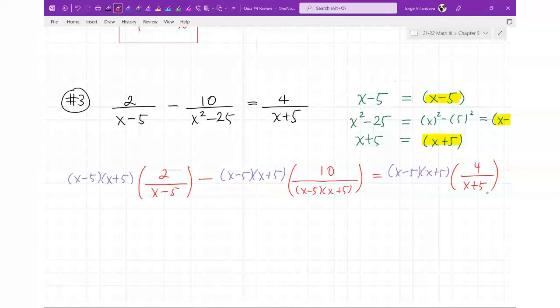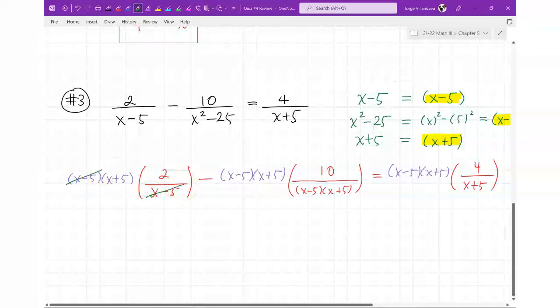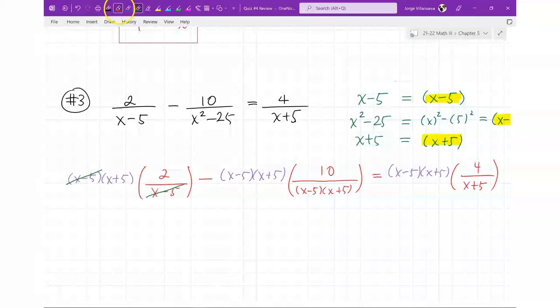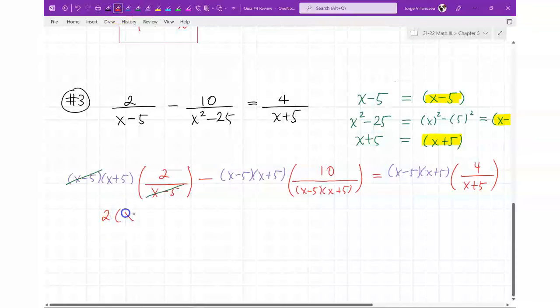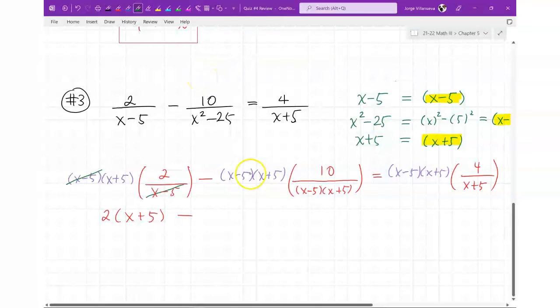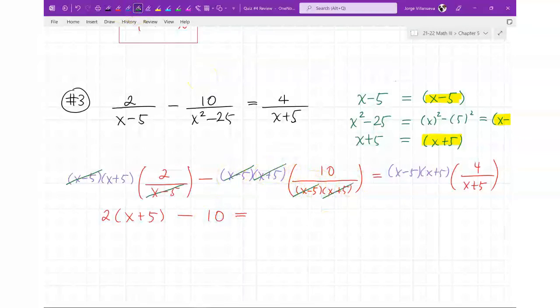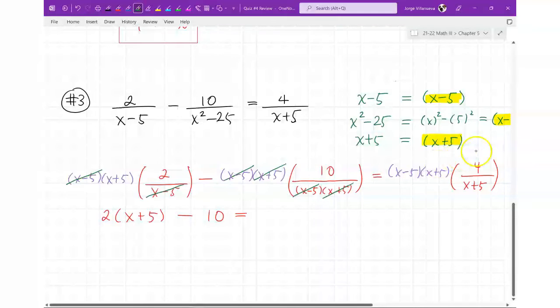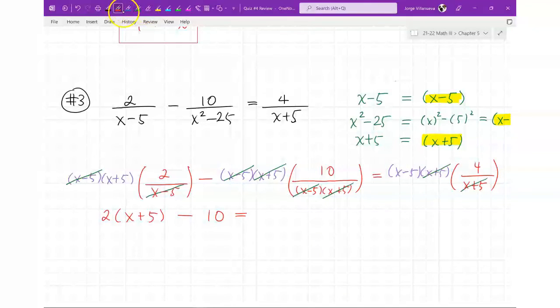All right, so first fraction, what can I cancel? The x minus 5 right here, that's gone. Okay, so let me just rewrite it nicely here. That's 2 times x plus 5 minus, what can I cancel on the next one? All of them, right? They're all gone, so that's just a 10 equals, and the last one? That's the result because I cancel out the x plus 5s, right? And that's going to be 4 times x minus 5.